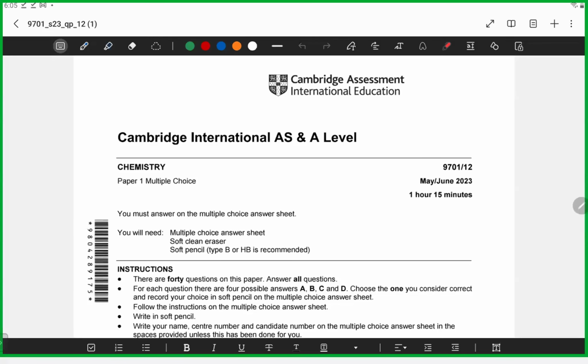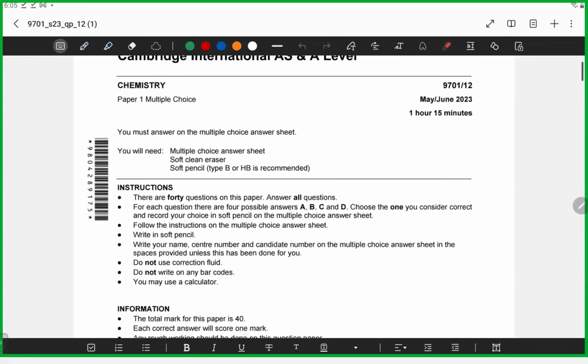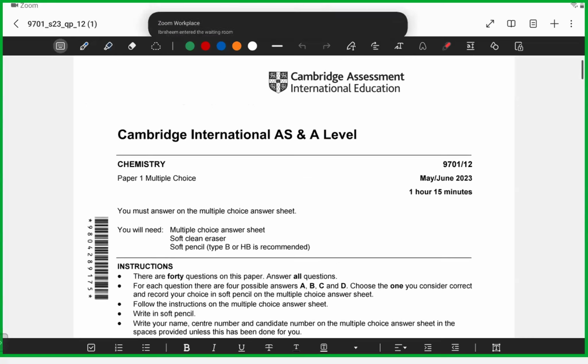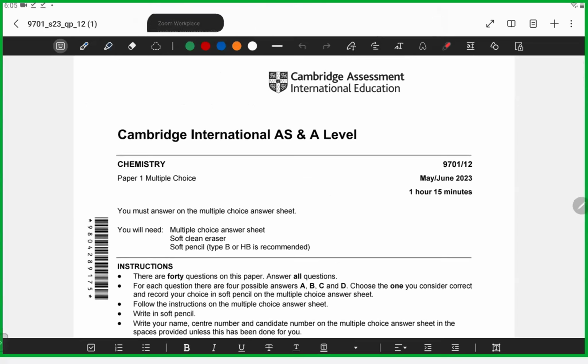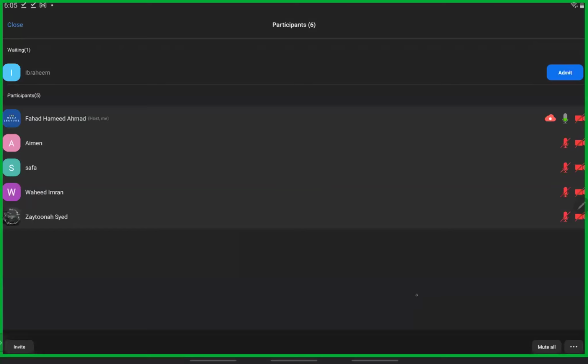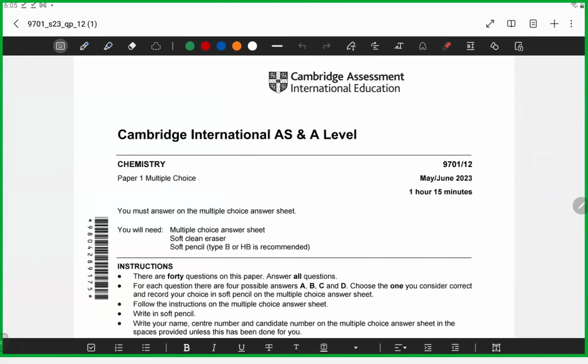अच्छा चलो, starting with this one. ठीक है, this is summer 2312. ठीक है, एक सेकंड, let me add some people. अच्छा, summer 2312.